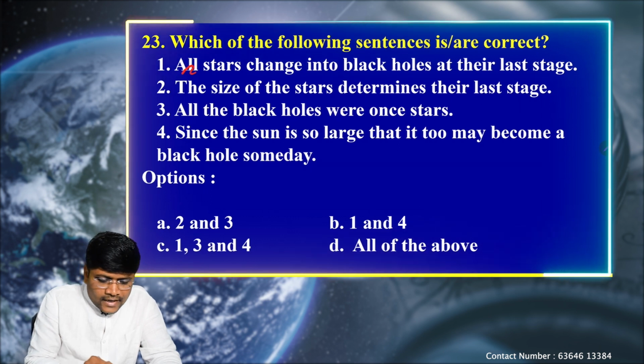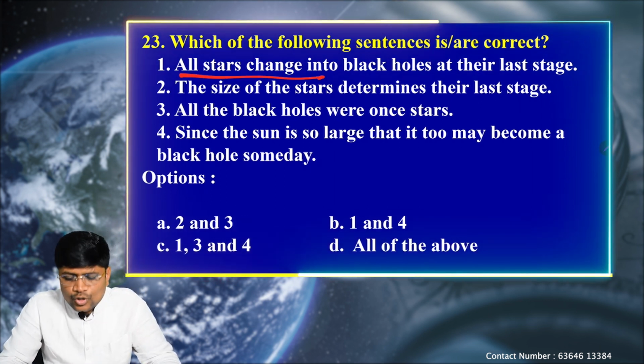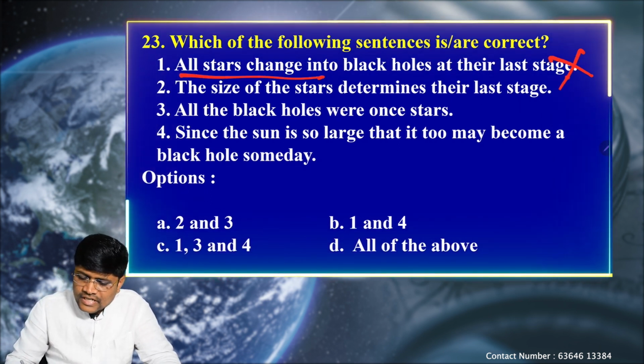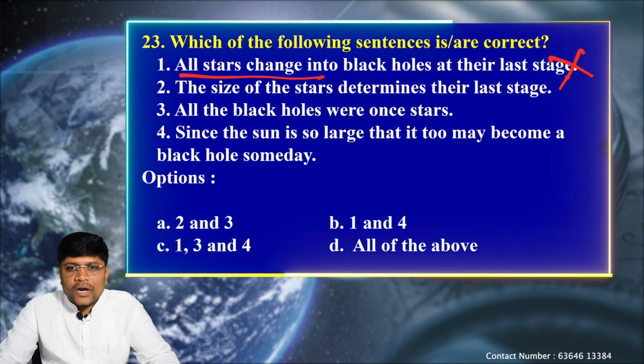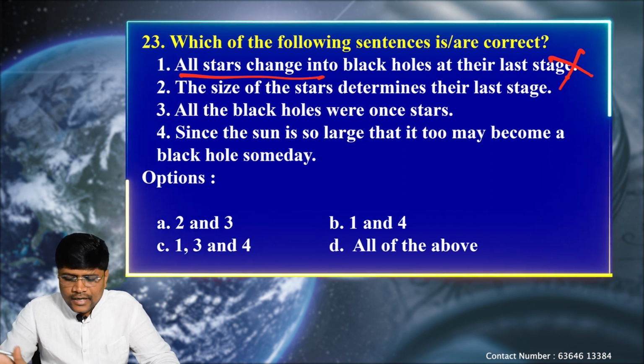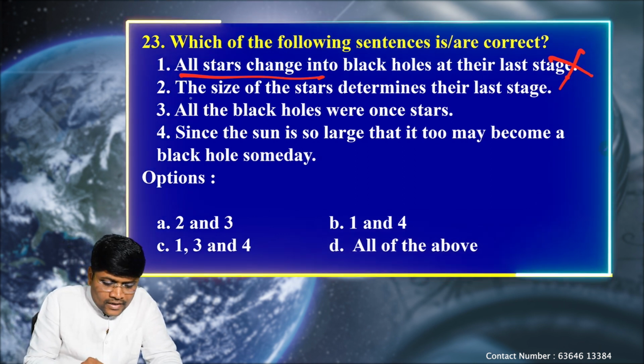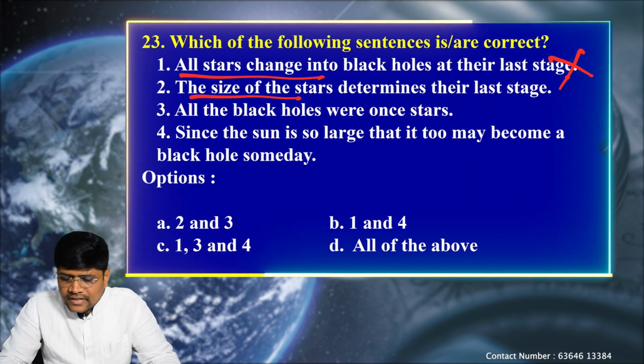So, option again: all stars change into black holes at their last stage. This statement is wrong, because only the stars with a mass of more than 1.4 times the mass of our sun can turn into a black hole. Next, the size of the stars determines their last stage.